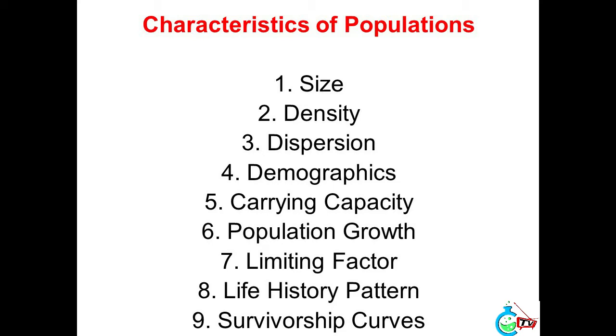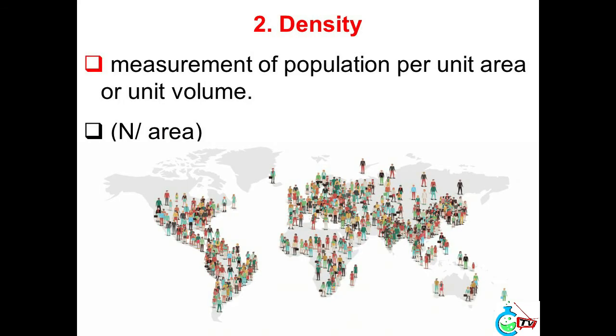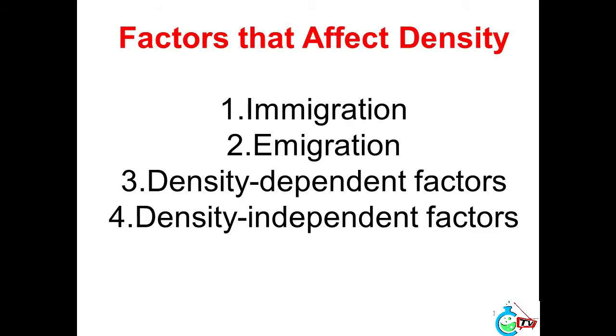Survivorship curves. 1. Size. Number of individuals in an area, characterized by N. 2. Density. Measurement of population per unit area or unit volume, N/area. Factors that affect density: 1. Immigration. 2. Emigration. 3. Density-dependent factors. 4. Density-independent factors.